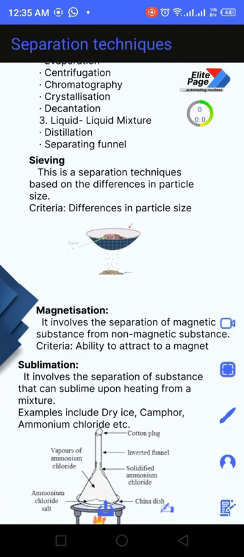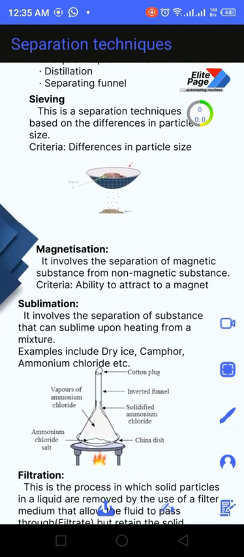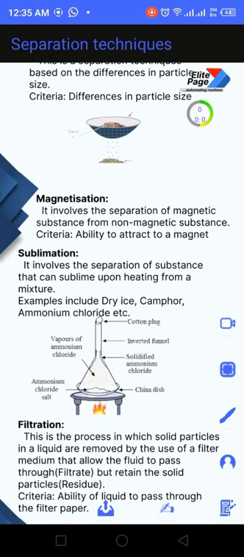Next one is magnetization. Magnetization is a separation technique that is used to separate a magnetic substance from a non-magnetic substance. When we have a mixture of magnetic substance and non-magnetic substance together, the criteria that we consider is the ability of the substance to get attracted by a magnet. So that's magnetization.